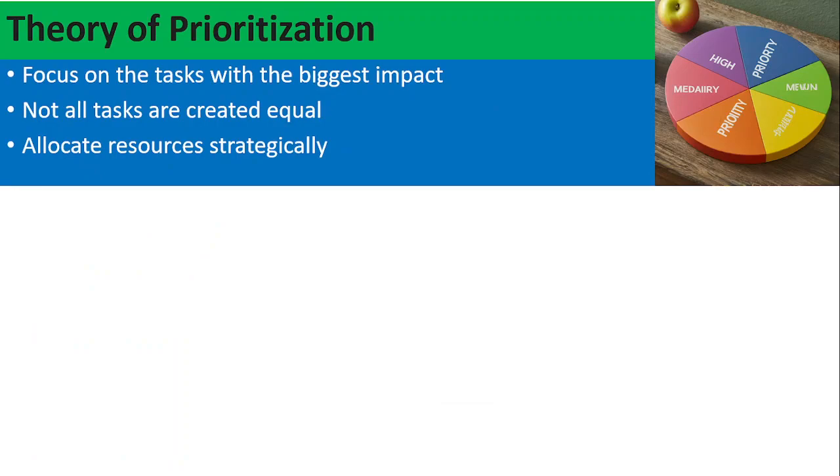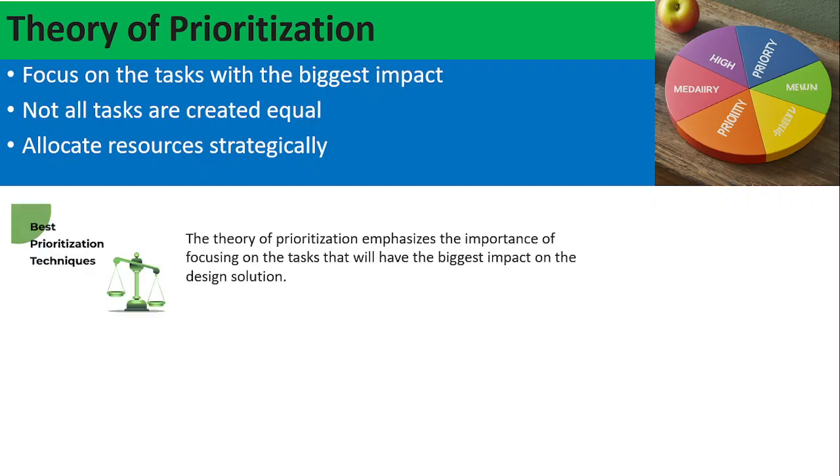And then we move to the third law, which is the theory of prioritization. The first work is to focus on the task with the biggest impact, which means the theory of prioritization emphasizes the importance of focusing on the tasks that will have the biggest impact on the design solution. So you may prioritize which one has the biggest impact on your design solution.